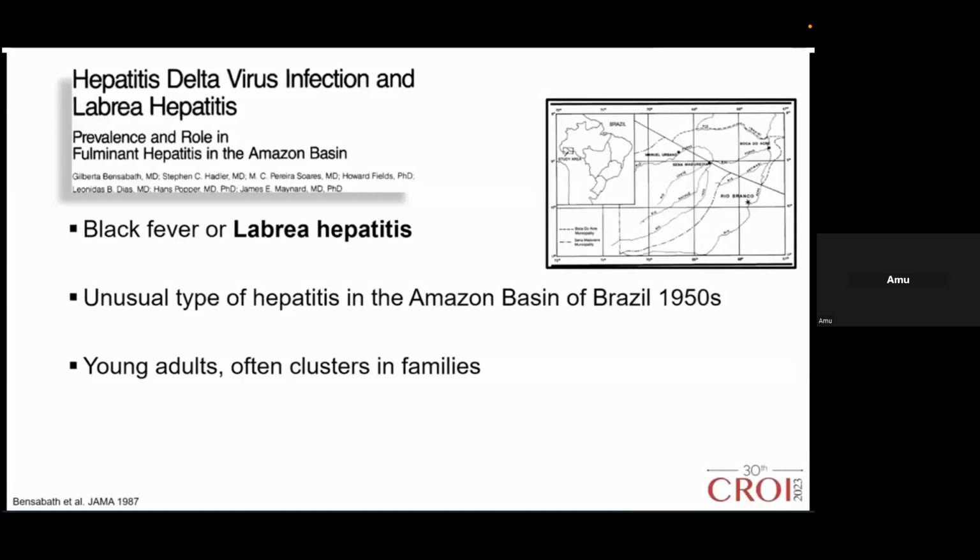So in the late 1950s in Brazil, in the Western Amazon basin, clusters of a peculiar severe hepatitis were labeled Labrea black fever or Labrea hepatitis. These cases of hepatitis appeared to share features with cases later described from other countries in South America and in the Central African Republic. Later in the 1980s, hepatitis B DNA and hepatitis D RNA were identified in the liver samples of people who died of Labrea hepatitis, supporting hepatitis D infection as a risk factor for the development of fulminant hepatitis.